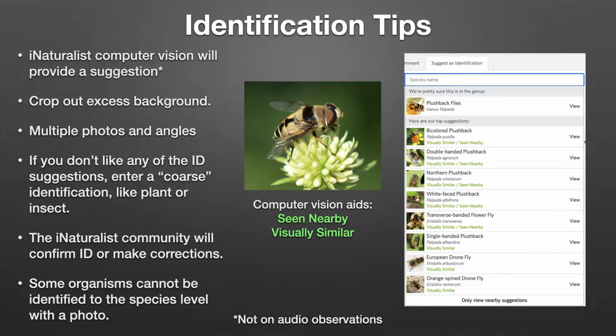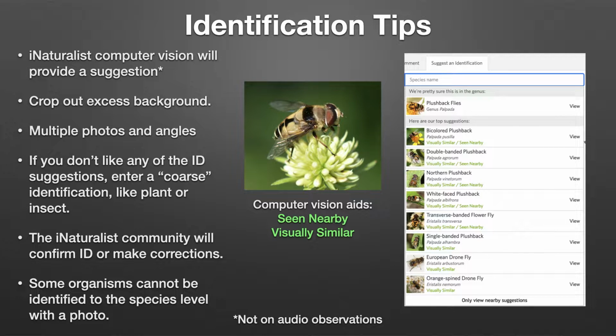Identifying your observation can be a little bit intimidating, but iNaturalist has a computer vision tool that will help you out. The artificial intelligence has been scanning the millions and millions of observations to learn what the best suggestions are. It helps to crop your photos to remove excess background noise that might confuse the artificial intelligence. It is also highly recommended that you take multiple photos at different angles of your organisms.